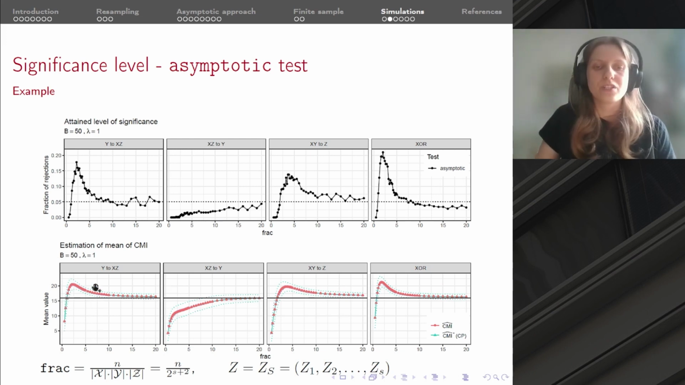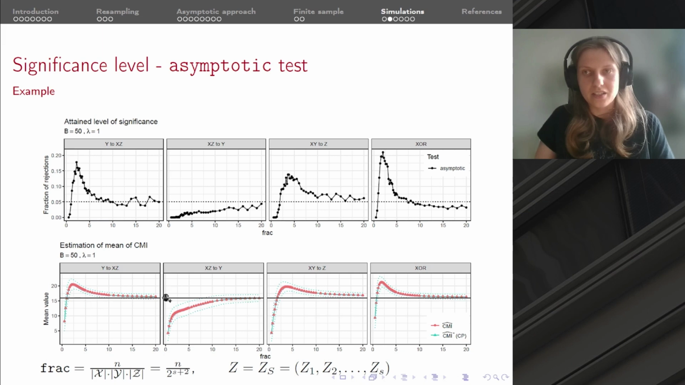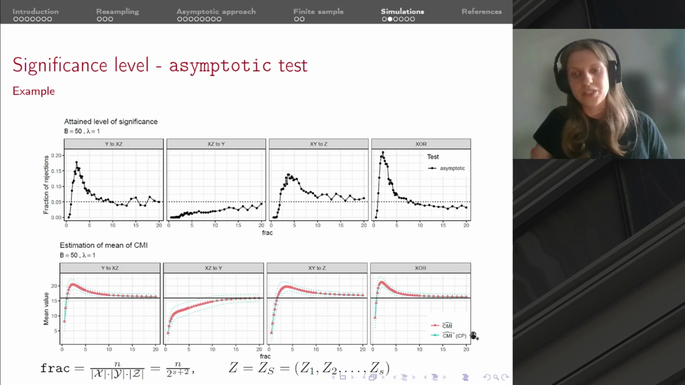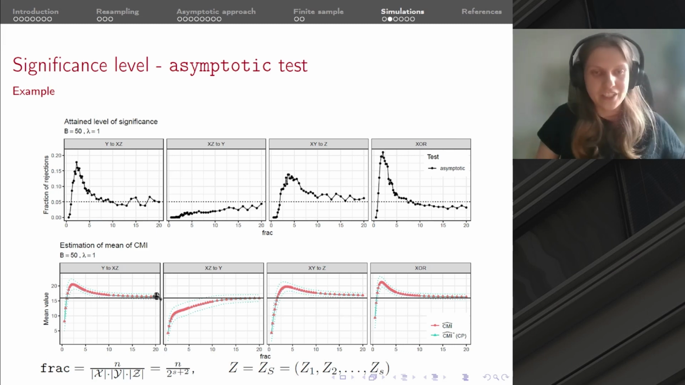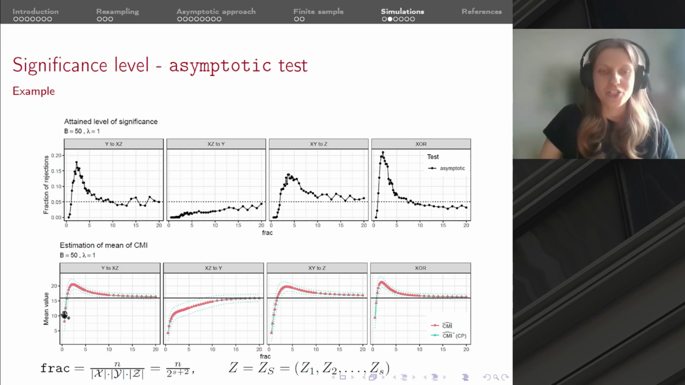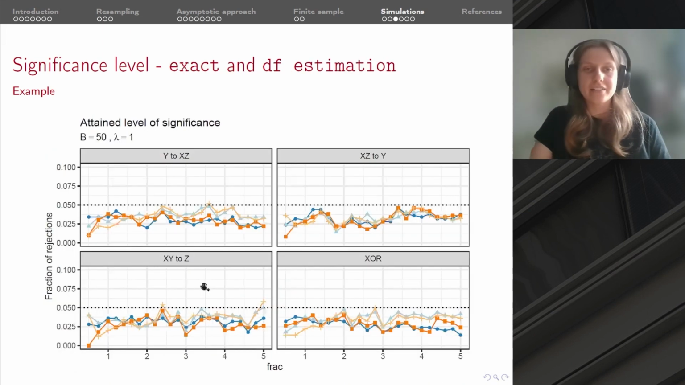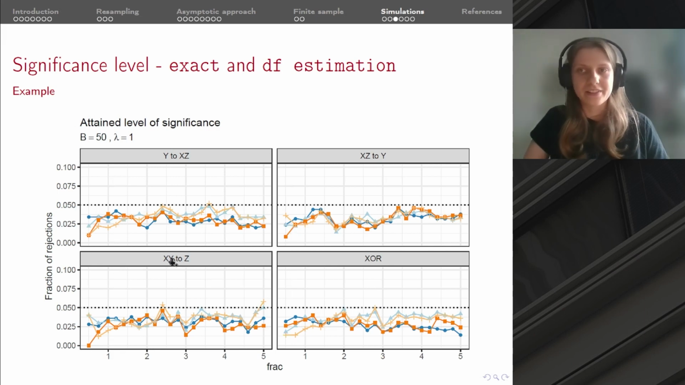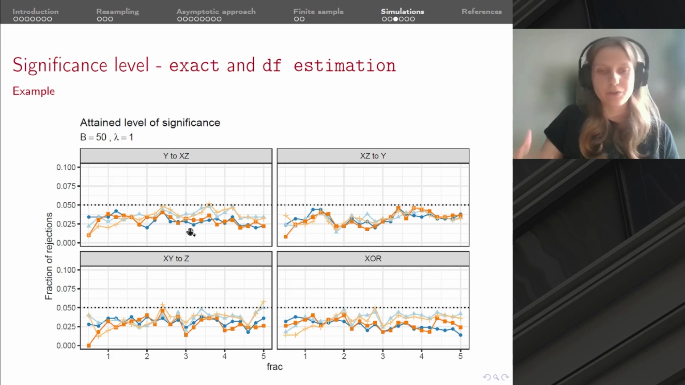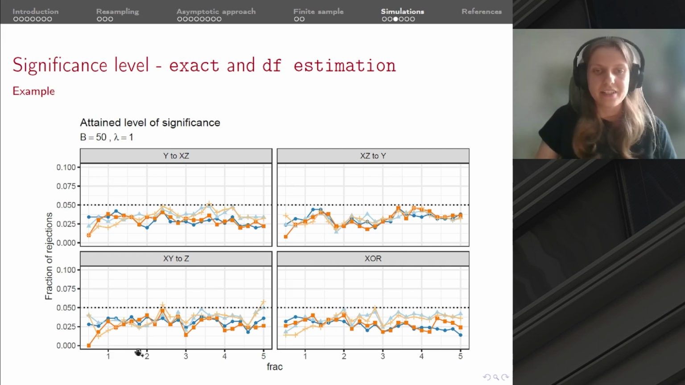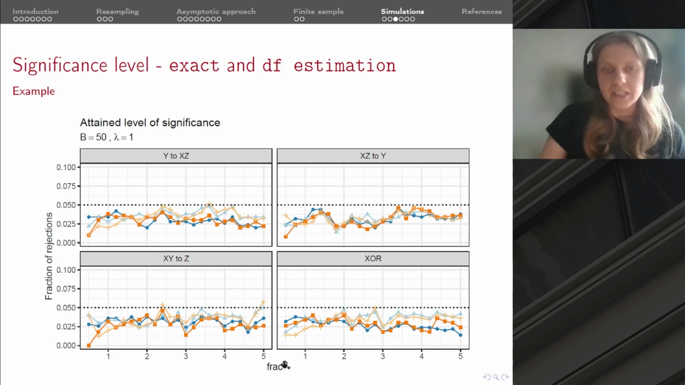And maybe if we use the number of degrees of freedom based on the resampling, our performance will be better. And it is shown here that the blue dots are much closer to the red one than the horizontal line. And here it is. Now there's no problem with exceeding the significance level, even for small sample sizes. These are plots just for small sample sizes.